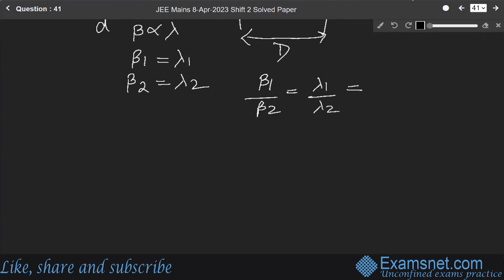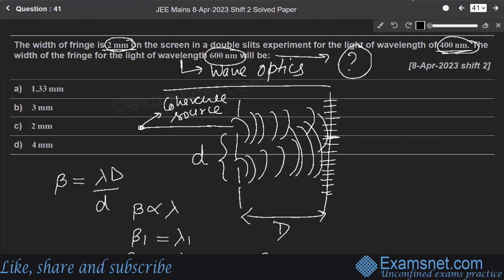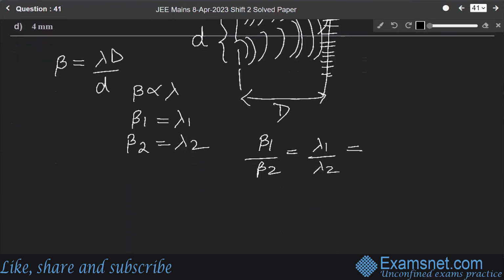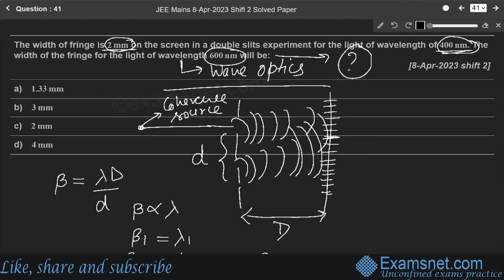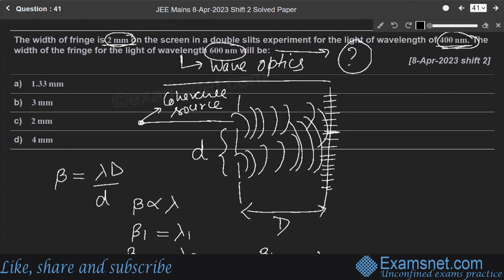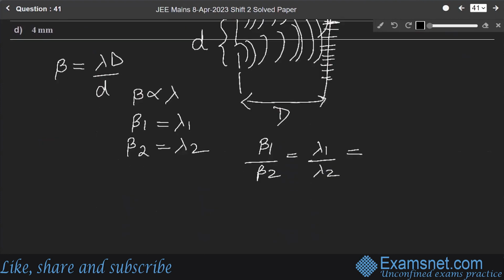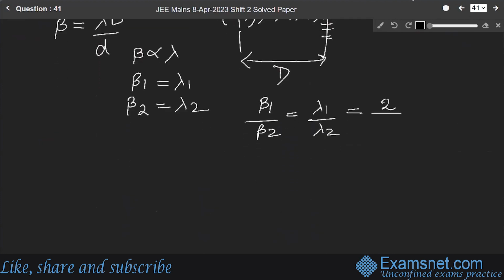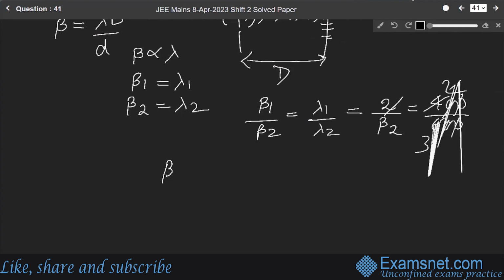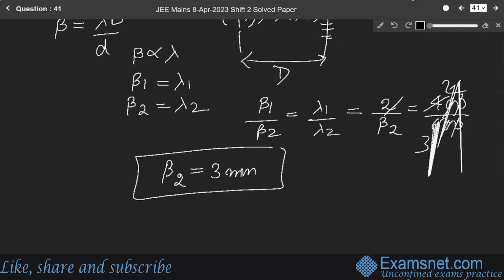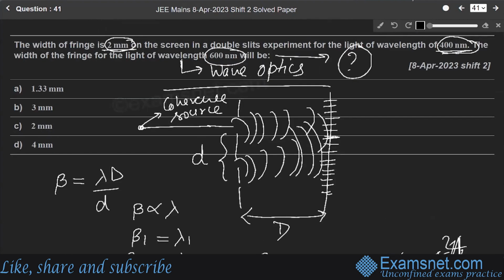So lambda 1 is 400 nanometer and lambda 2 is 600 nanometer, and at that time fringe width is 2 millimeter. So 2 over beta 2 equals 400 nanometer over 600 nanometer, which is 2 over 3. So beta 2 will be 3 millimeter. Got it? So the correct answer is 3 millimeter, option B.